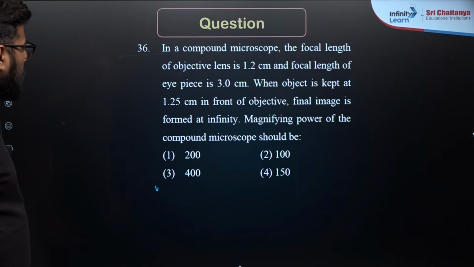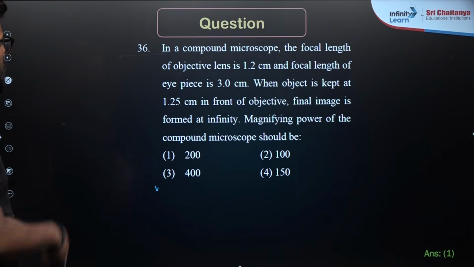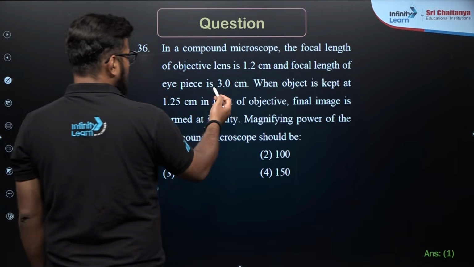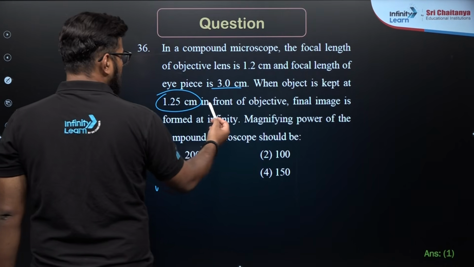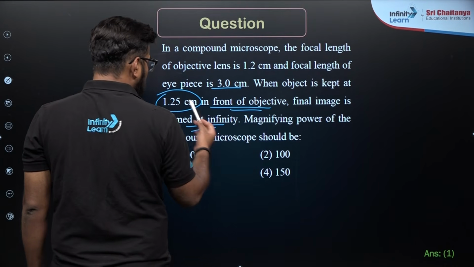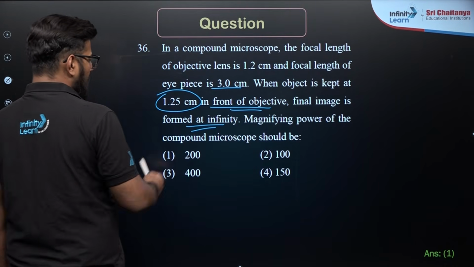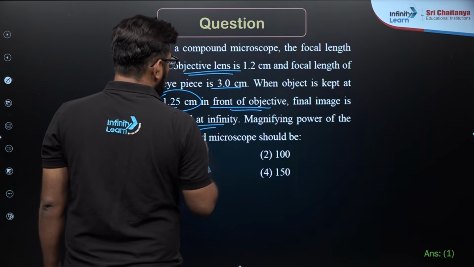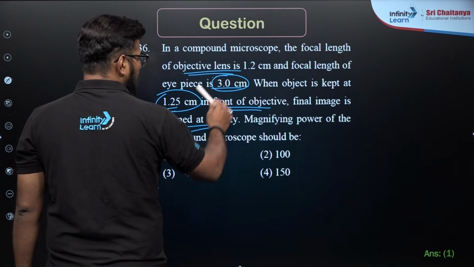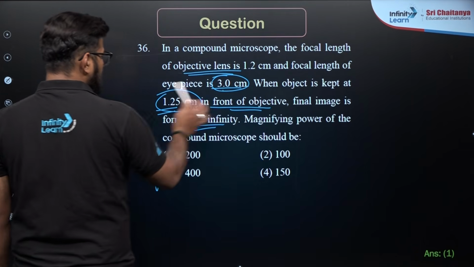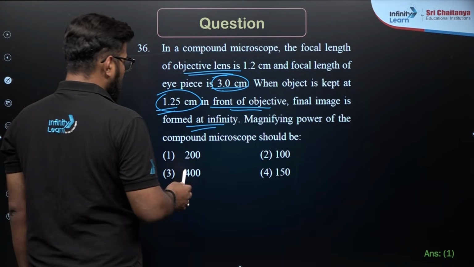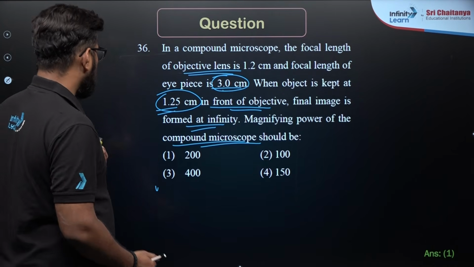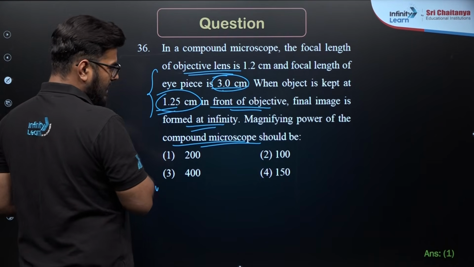Okay, it's a compound microscope. The focal length of the objective lens is 1.2 centimeter. The focal length of the eyepiece is 3 centimeter. Done. When the object is kept at 1.25 centimeter in front of the objective, the final image is formed at infinity. So based on this, you'll find out the image distance first using the lens formula, and then when the image distance is clear, you'll be able to find out that the image will be placed at the focus over here. Okay, so the magnifying power of the compound microscope, you will be able to find out, and the length also, right? So I think this is again a simple problem.